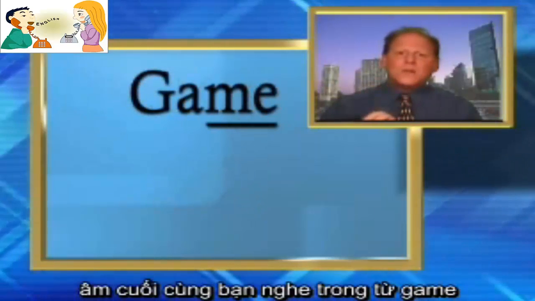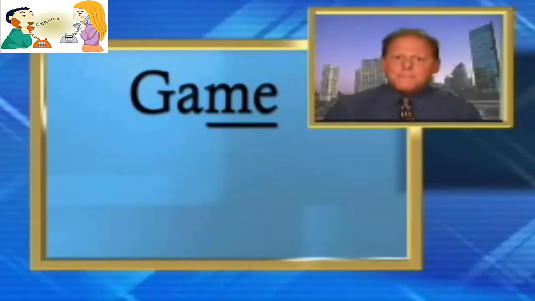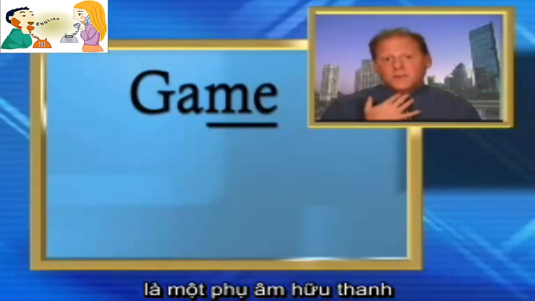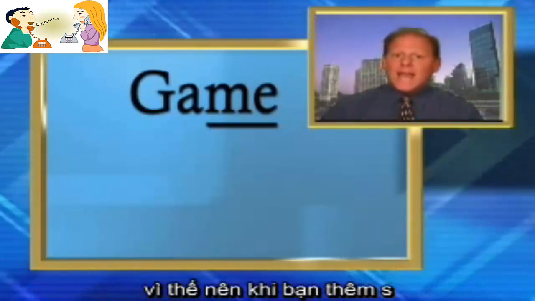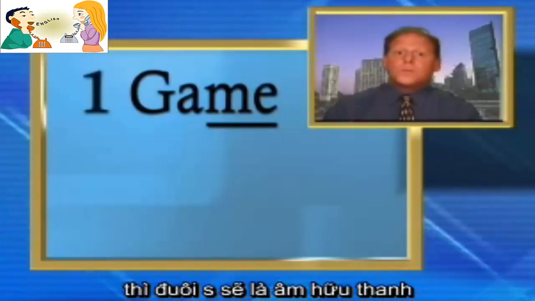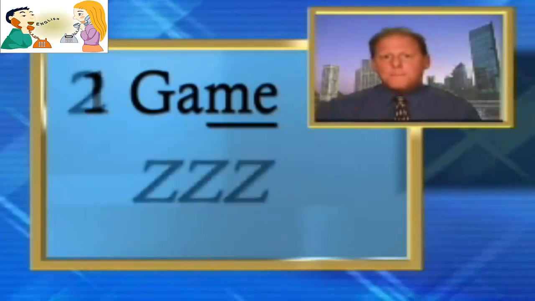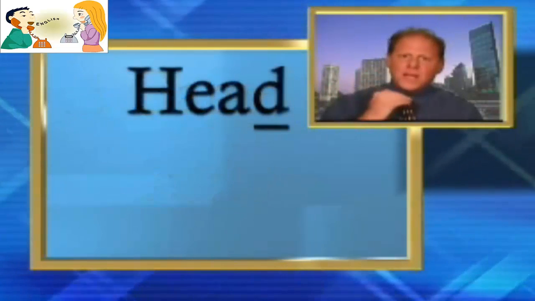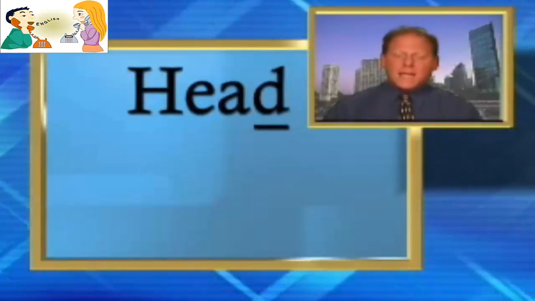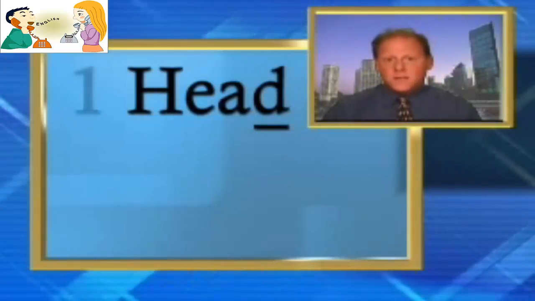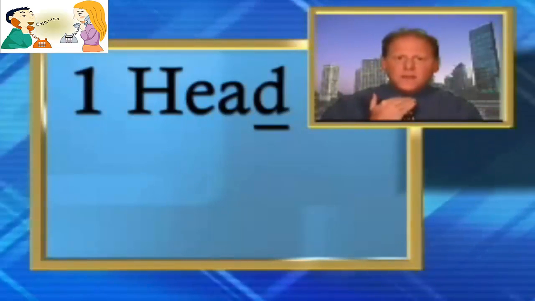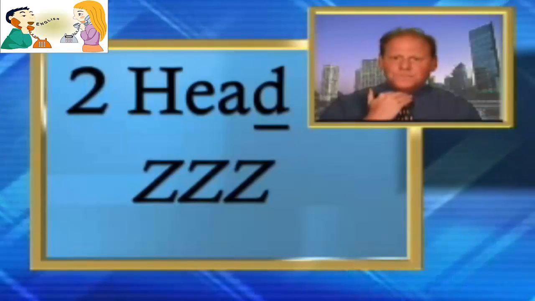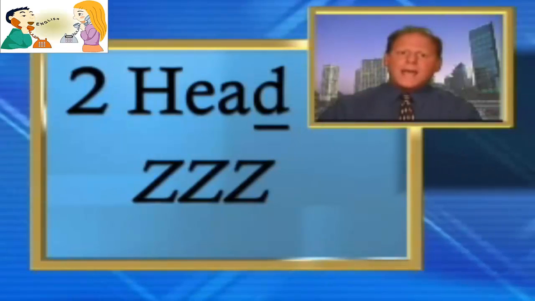Flies. The last sound you hear in the word game is the M sound, which is a voiced consonant. So because of that, when you add an S, the S should also be voiced. One game, two games. Games. Now the word head ends with a voiced D. So we've got one head or two heads. Heads. It's voiced. Two heads.